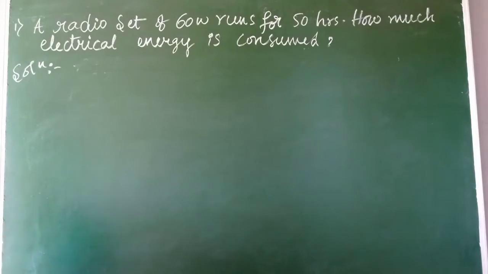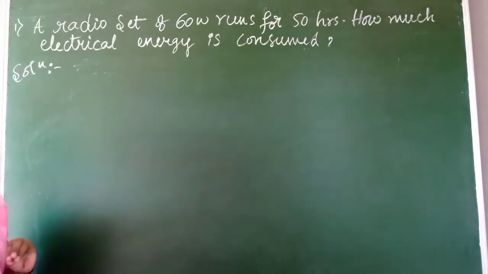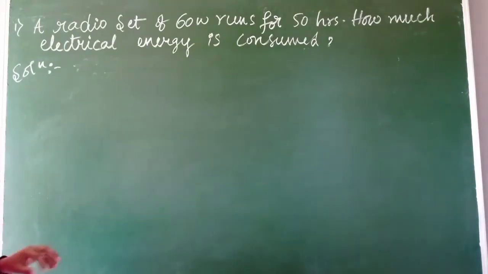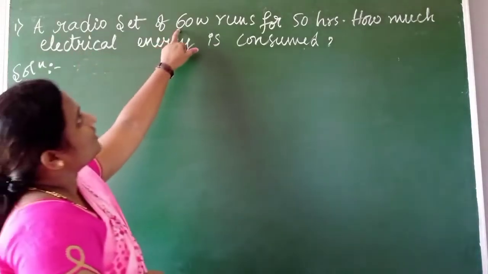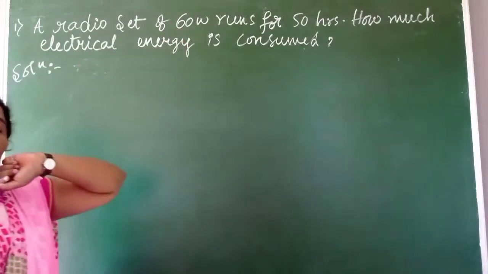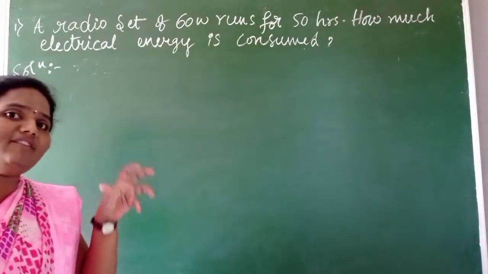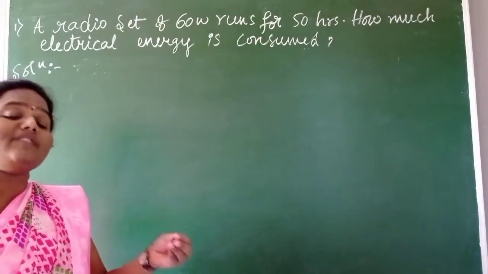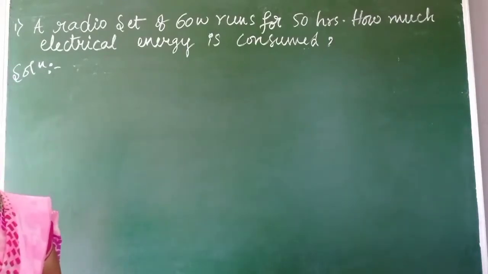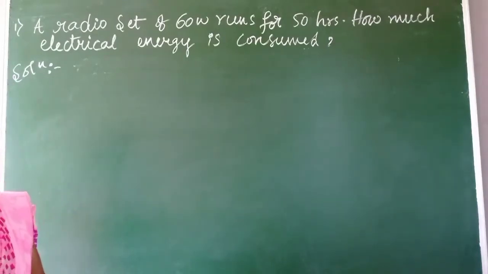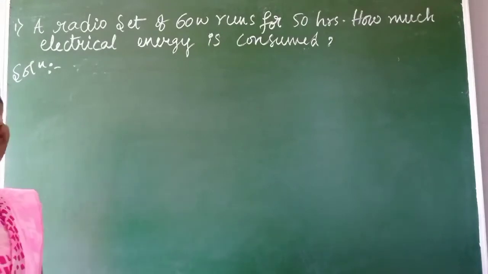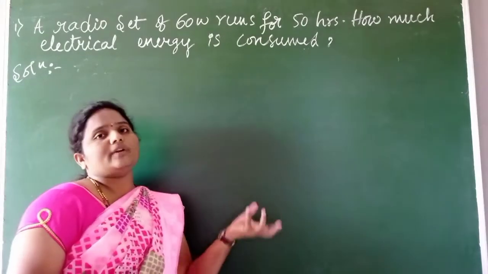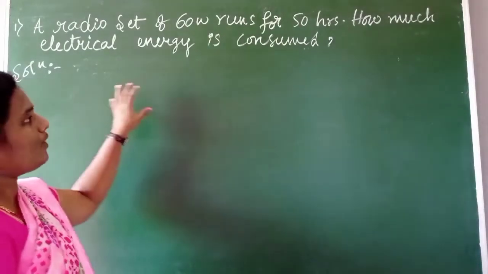A radio set of 60 watts runs for 50 hours. How much electrical energy is consumed? So children, when we say power, what formula should come to our mind? V into I, isn't it? Similarly, V square divided by R has to come to our mind. Then the energy formula, E is equal to what? P into T. All these formulas should come to our mind.